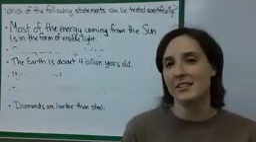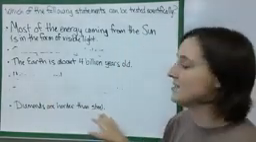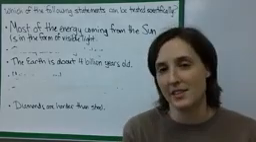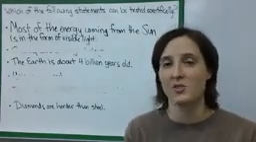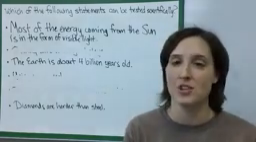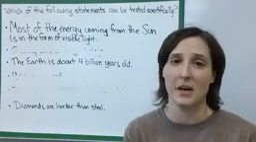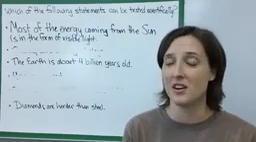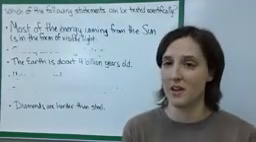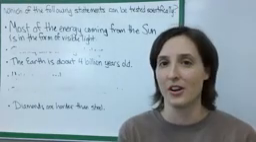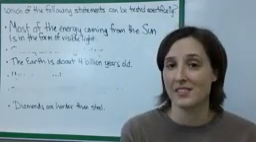The last one says, diamonds are harder than steel. Now this one's pretty easy. There's the Mohs scale of hardness, and you can actually do a scratch test where you scratch the object. So you scratch a diamond with something else like a penny or a piece of steel, and if the steel gets scratched, then the diamond is harder. If the diamond gets scratched, the steel is harder. So we can actually prove that that is the case.